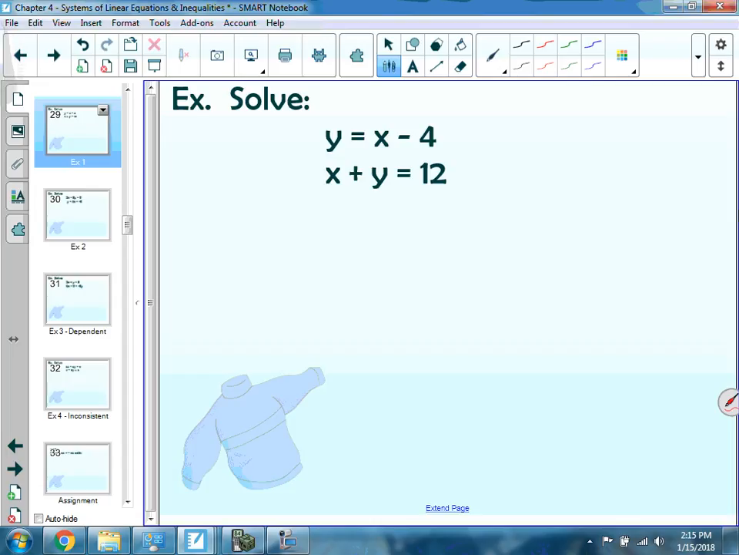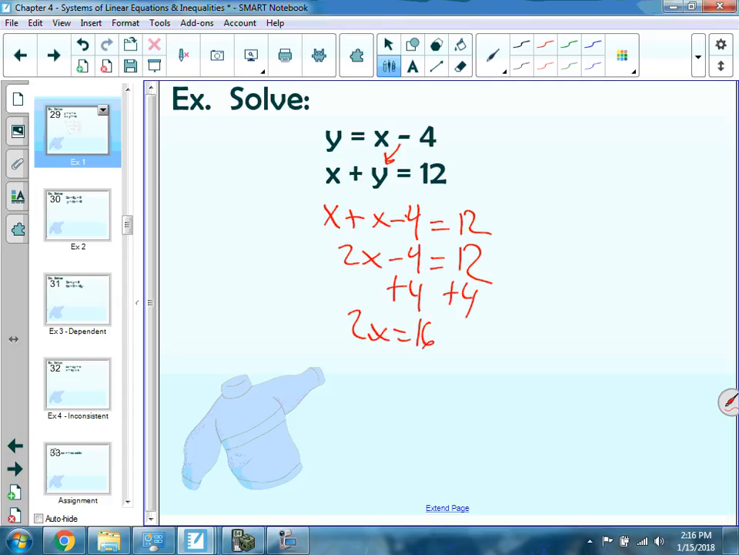Okay, so I'm going to use x minus 4 to substitute for y because y equals x minus 4. So then I write out x plus x minus 4, because you don't want to put y again, that makes no sense. And then equals 12. And then x plus x is 2x minus 4 equals 12. And then we're just going to solve. So then plus 4 on both sides, and then divide by 2 on both sides.